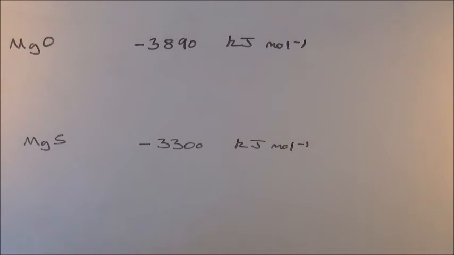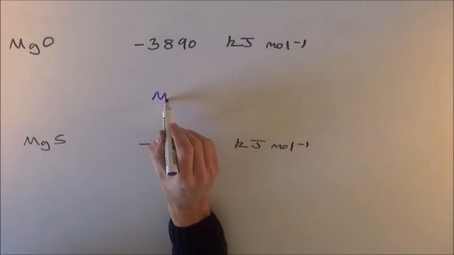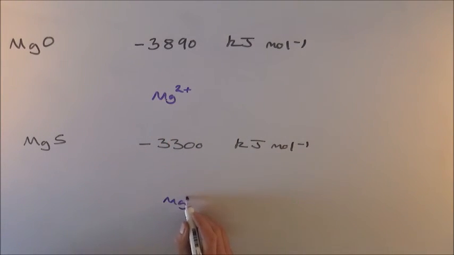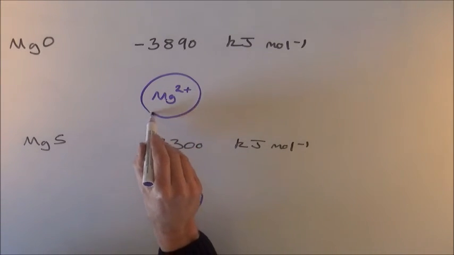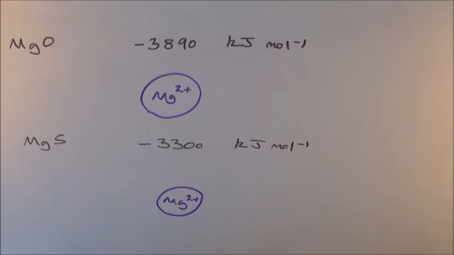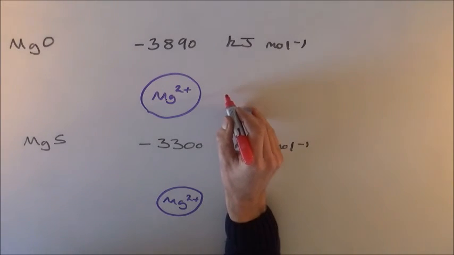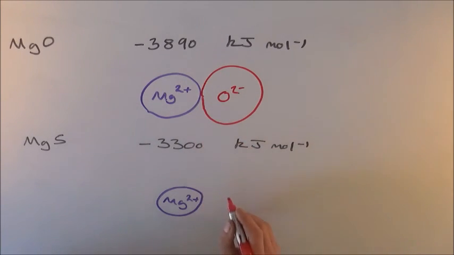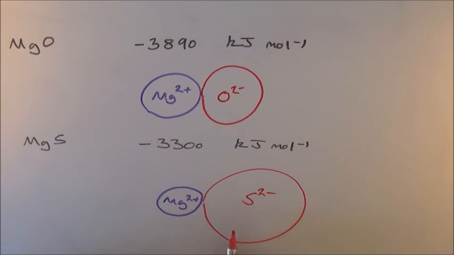So in both cases we've got the magnesium ion, Mg2+, but the negative ion is different. Obviously we've got the oxide ion here, the O2-, and the sulfide ion here, which is larger. I'm going to exaggerate this, but the sulfide ion is larger than the oxide ion. You've got an extra shell of electrons.